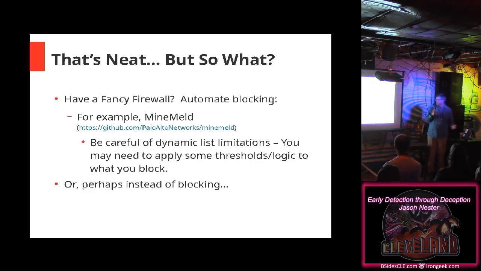So it's neat, but so what? So what can we do with this? If you do have a fancy schmancy next-gen firewall that you can do some automation with, maybe we start blocking this stuff. I have a link here for MineMeld. This is a Palo Alto solution, but it's open source. The whole idea is you feed in various IOCs, it'll correlate them and spit them out in a usable format. Obviously, they're thinking you'll use it in a Palo Alto firewall, but it could be used for other things. So you could put that in a dynamic list and say, just start blocking this crap.